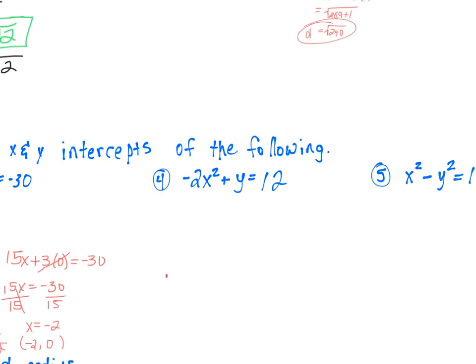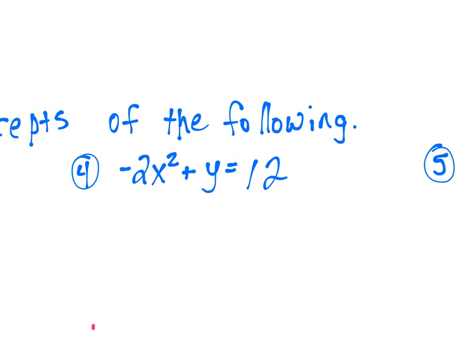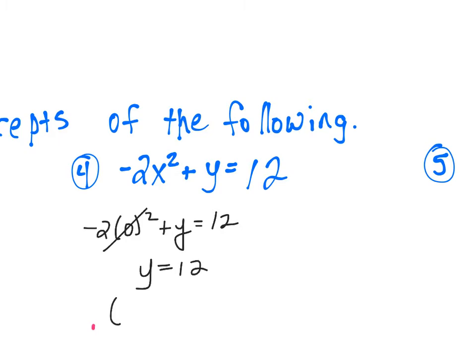Okay, here we go. Let's look at number 4. We're going to do the same thing. I'm going to plug in 0 for x, so negative 2 times 0 squared plus y equals 12. Well, what's 0 squared? 0. Times negative 2, 0. So y equals what? 12. So how would I write that as a point? 0, 12.